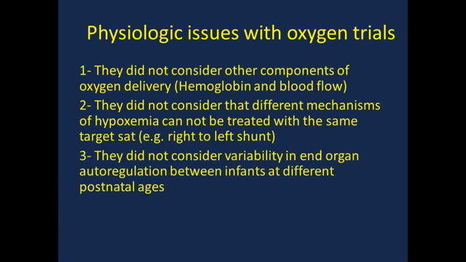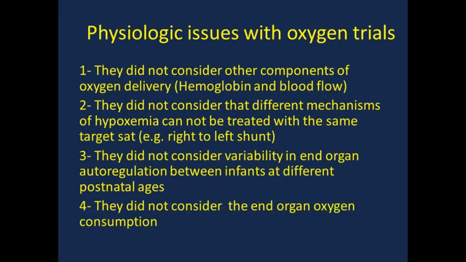They did not consider variability in end organ autoregulation between infants at different postnatal ages. A very premature infant of 23 weeks is not the same as 27 weeks in autoregulation, and when he is growing up, his autoregulation should mature, so he should be treated in a different way. They did not consider the end organ oxygen consumption.